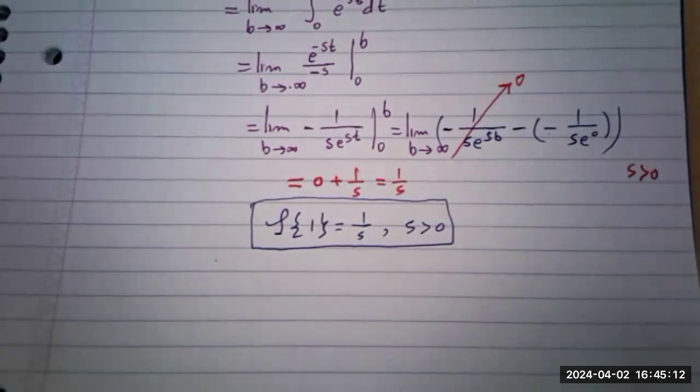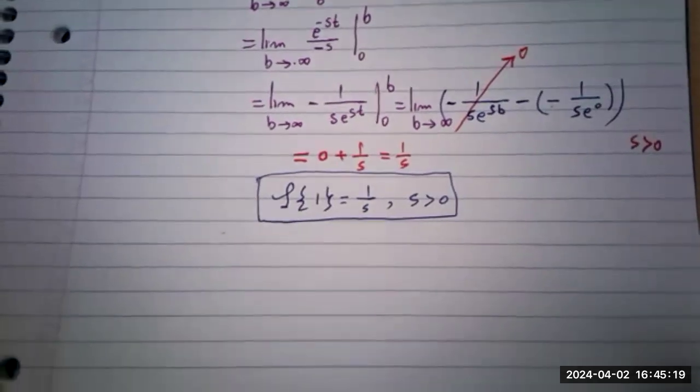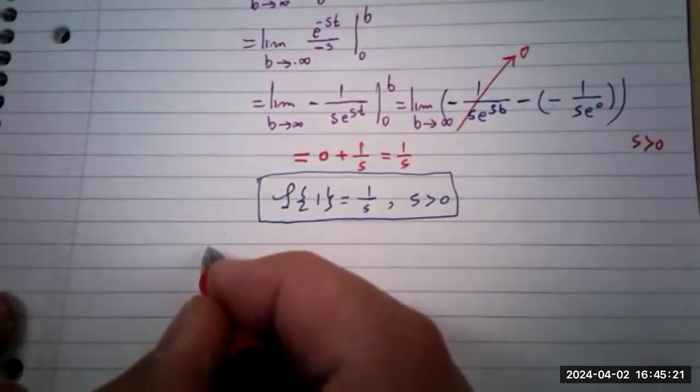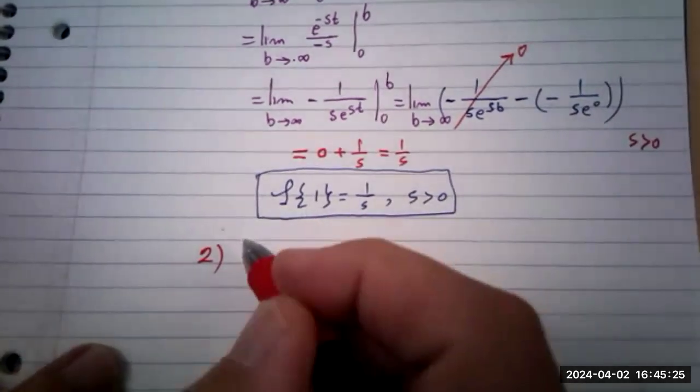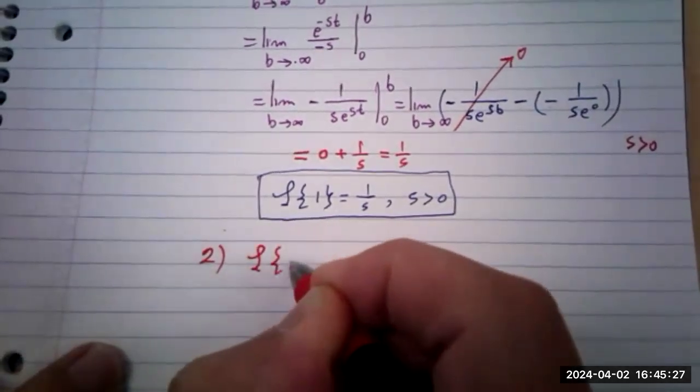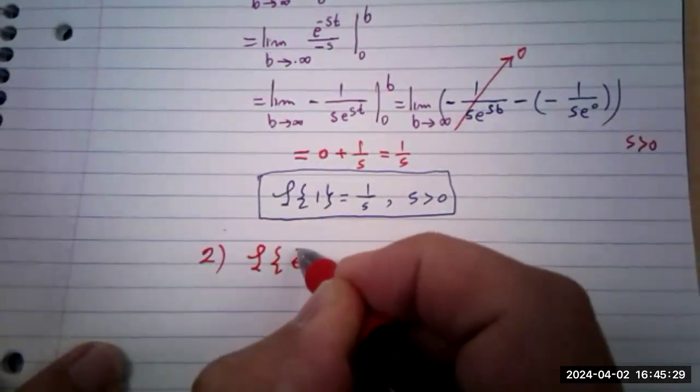Any question? We are going to use it quite a lot. That's the first one. Wait for the second one. The second one is the most popular one that we are going to use. Then what is Laplace of the exponential function e to the negative 3t?